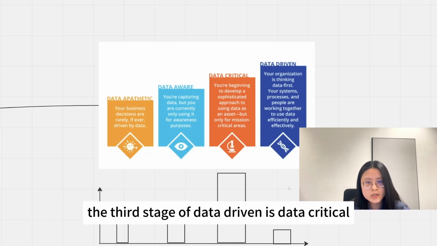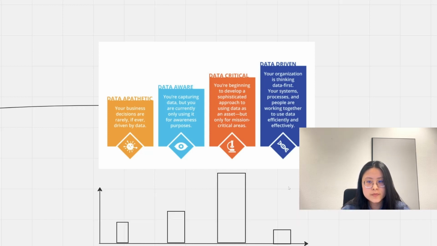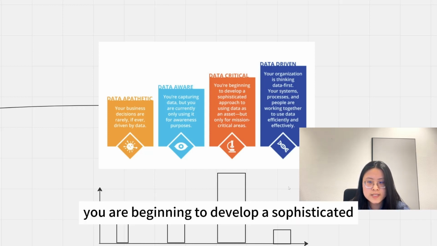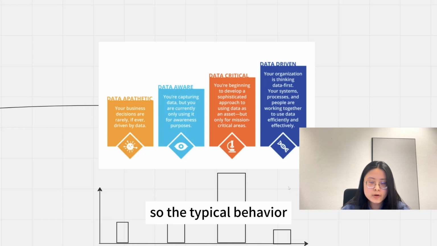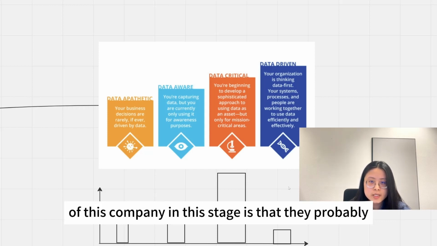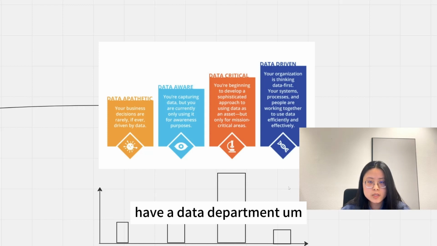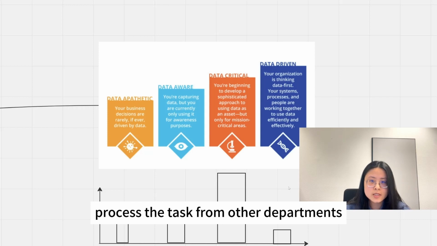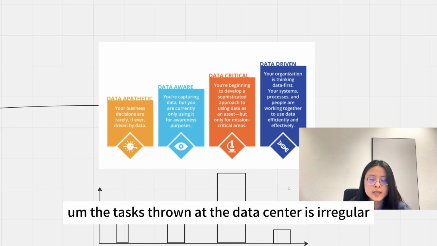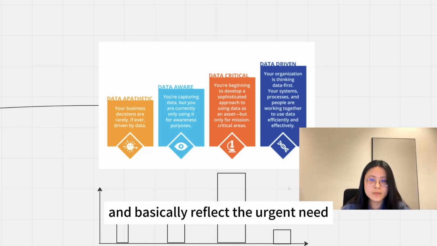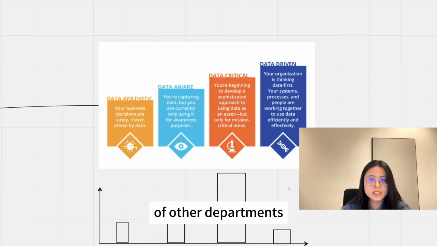The third stage of data-driven is data critical. You are beginning to develop a sophisticated approach to using data as an asset, but only for mission critical areas. So the typical behavior of a company in this stage is that they probably have a data department. The data department processes the tasks from other departments. That's what is called mission critical areas. So the tasks thrown at the data center are irregular and basically reflect the urgent needs of other departments.